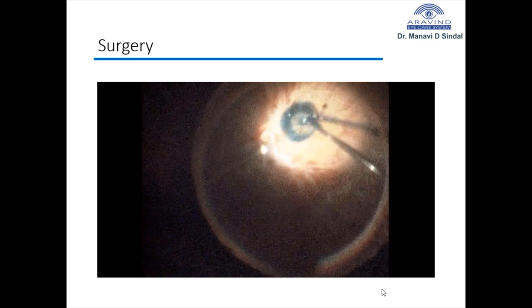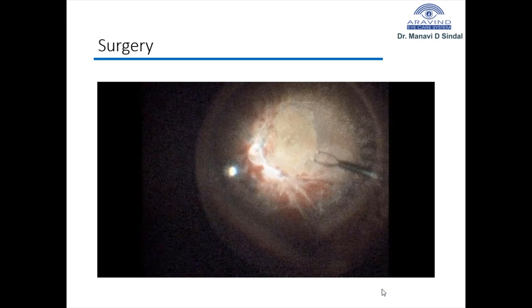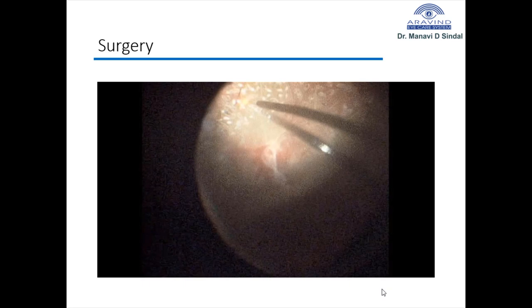Now this is a dye, brilliant blue green dye, which is being injected into the eye to stain the internal limiting membrane, which is the innermost layer of the 10 layers of retina, and the internal limiting membrane is being peeled here. This helps in relieving any folds on the macula, and here endolaser is being done. The fresh spots you can see are yellow and the old spots are dark.